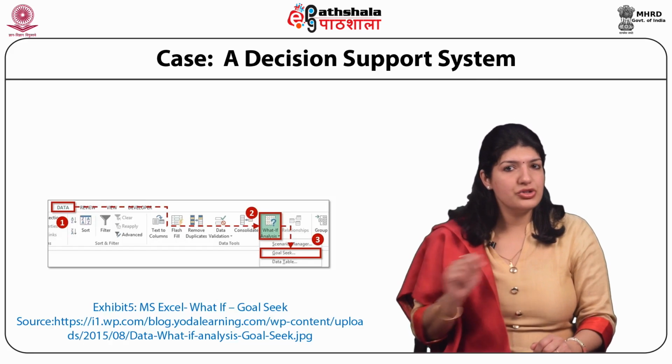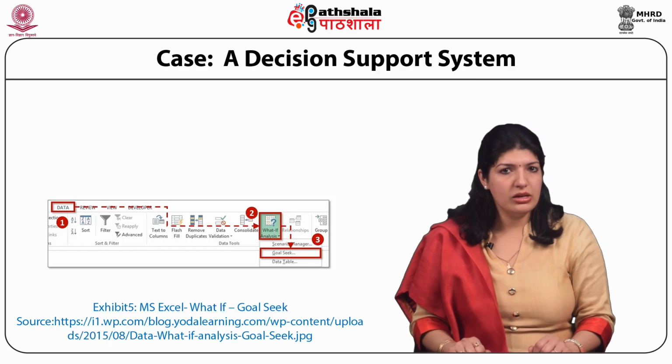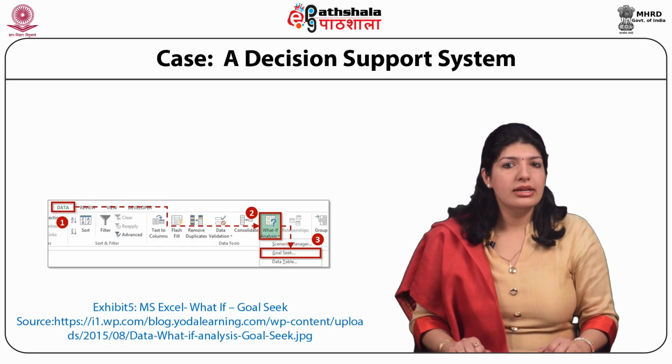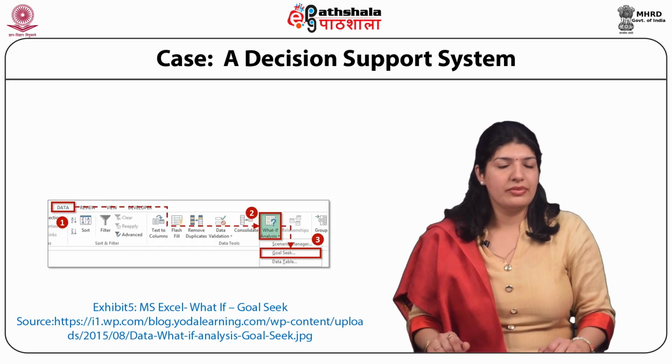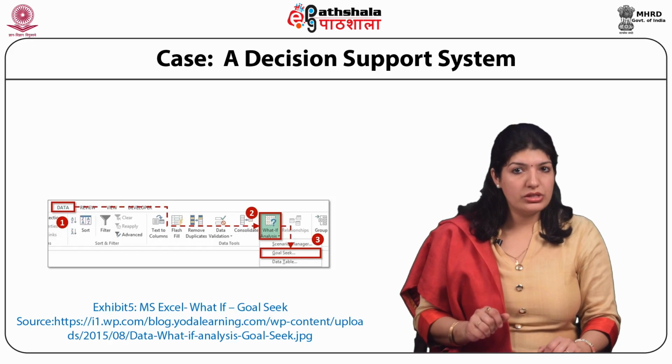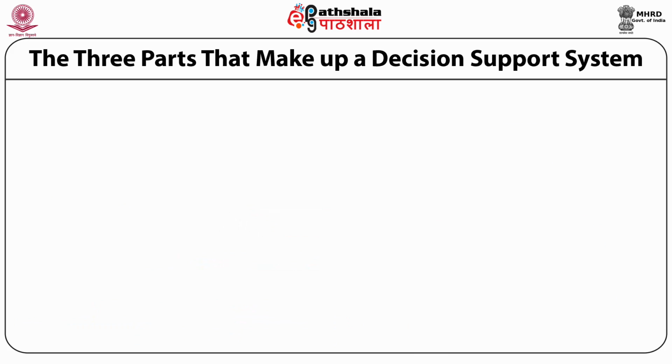However, a decision support system is not just a matter of determining what particular goal needs to be met in order to reach the maximum profitability. It is composed of three different parts.